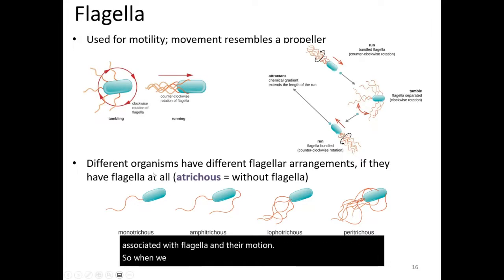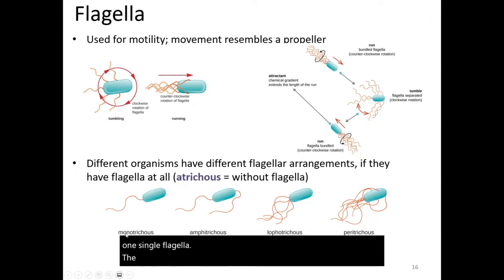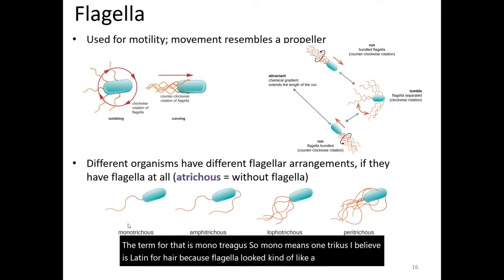So when we talk about flagellar arrangement, this is important because it's how we can classify bacteria. Some bacteria do not have flagella at all, and then others might have multiple flagella in multiple locations. So let's first look at what we call a bacteria that has one single flagella. The term for that is monotrichous. So mono means one. Trichous, I believe, is Latin for hair because flagella look kind of like a hair. And so it has one hair. Okay, so one flagella, monotrichous.